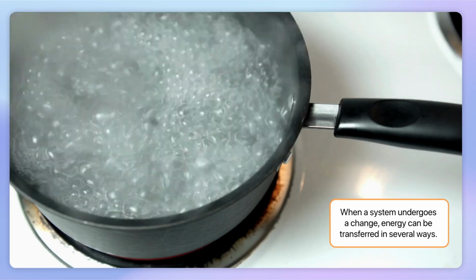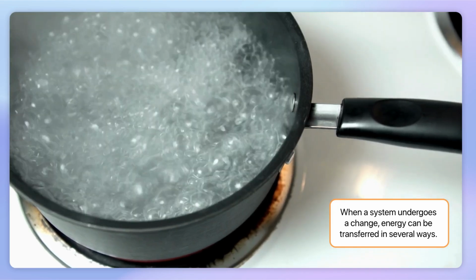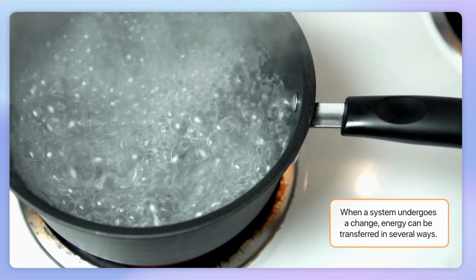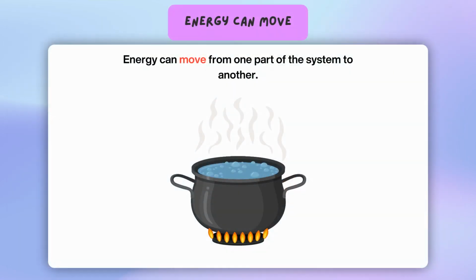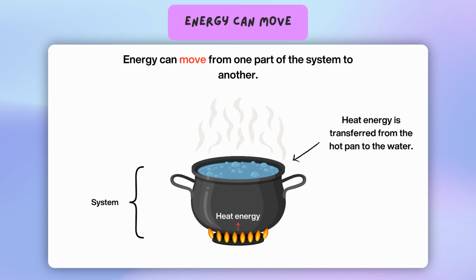When a system undergoes a change, energy can be transferred in several ways. First, energy can move from one part of the system to another. For example, in an open saucepan on the stove, heat energy is transferred from the hot pan to the water inside it. Both the pan and the water are part of the same system.